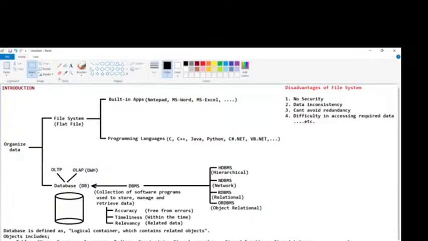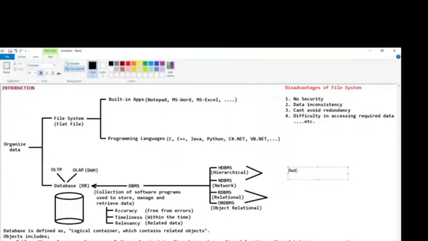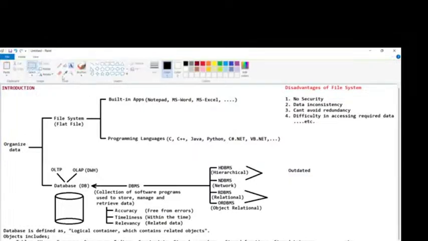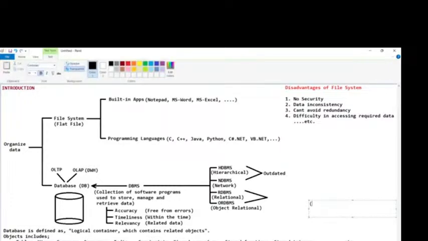Four are there. In that four, these two are outdated. You don't find them now available. These two, HDBMS and NDBMS, both of them are not available. These two are ongoing with developments. The first two you refer to as what? Outdated. And here it is a combination of two things. HDBMS and NDBMS both are outdated.